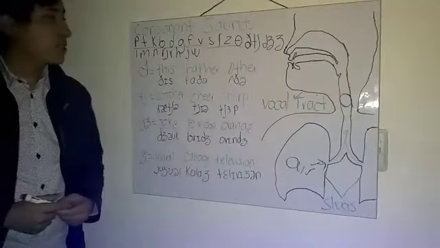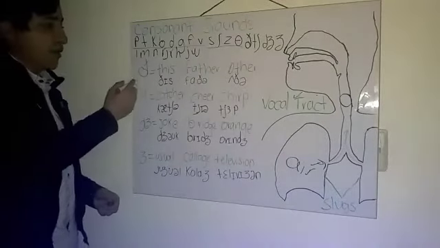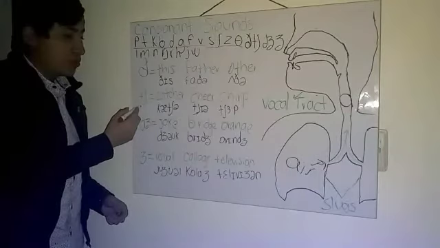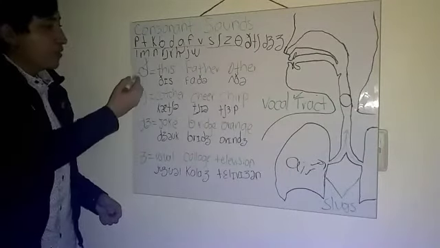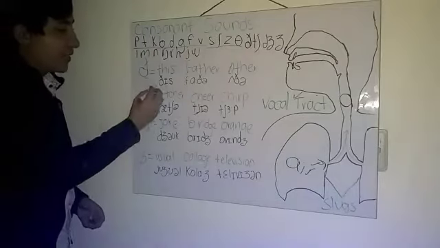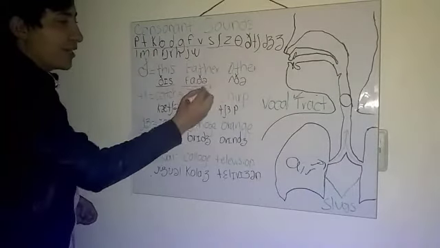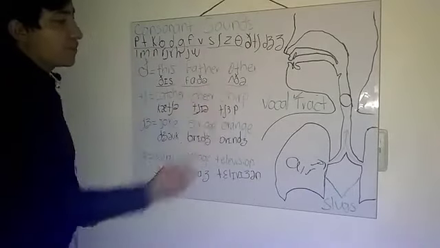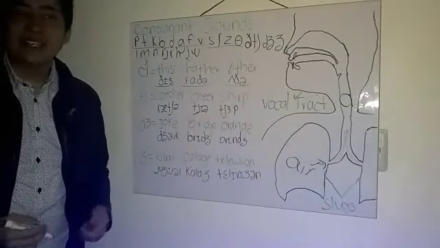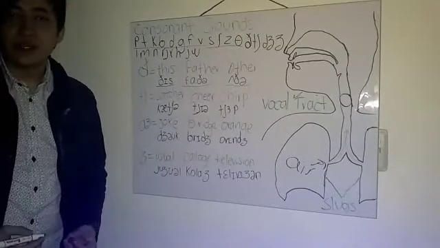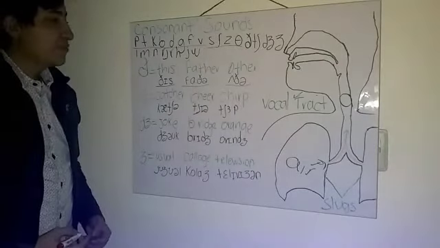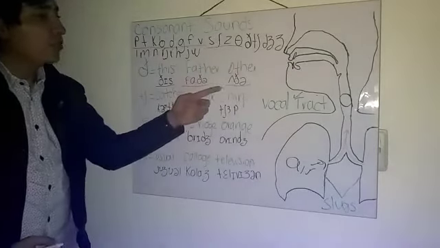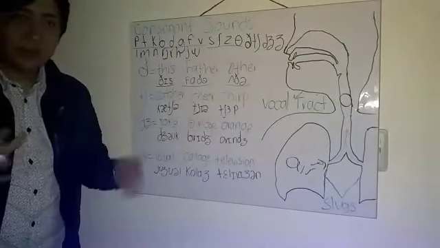We continue with the sounds for the th. The first sound is this, father, other. It's like a D but with friction. This, father, other.